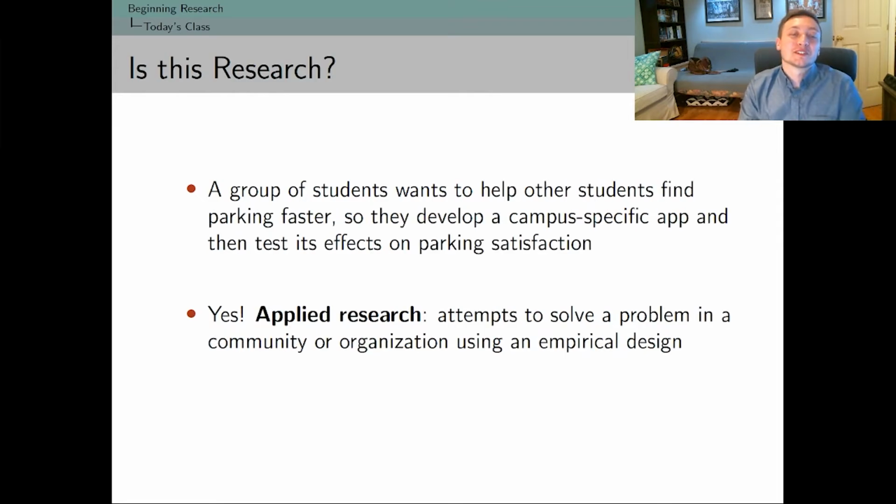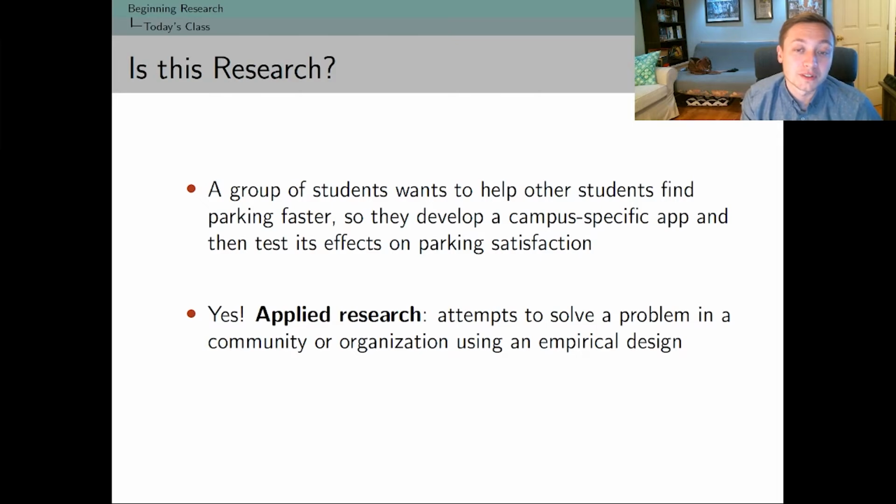All right, how about this? A group of students wants to help other students find parking faster. And so they develop a campus-specific app and then test its effects on parking satisfaction. Now, is this research? It is also a form of research, but again, I want to clarify the distinction between this form of research and the form of research that we saw earlier called pure research. Okay, this is applied research.